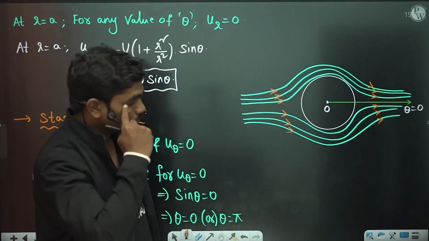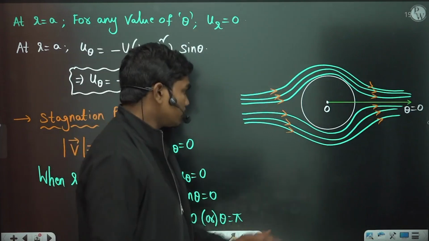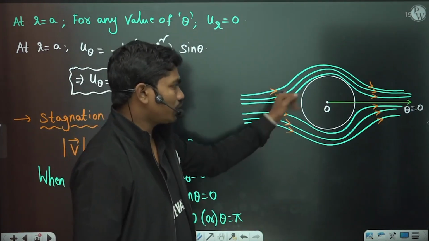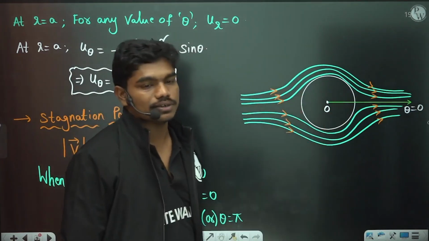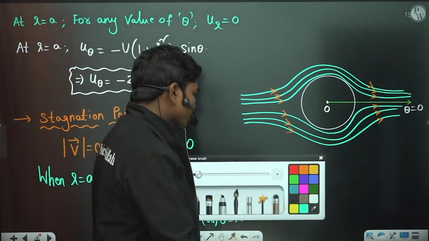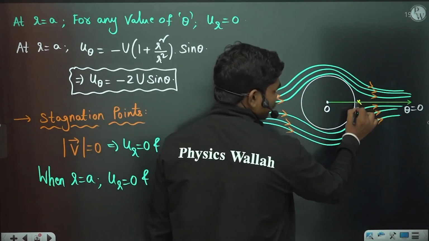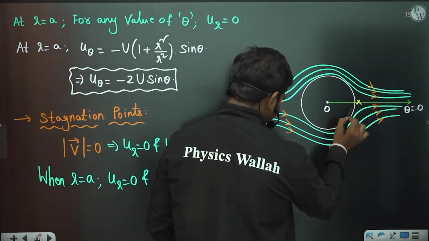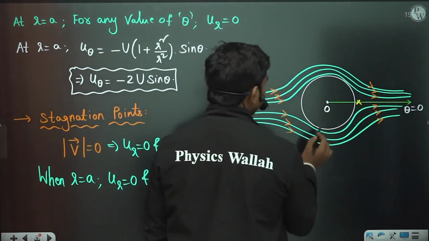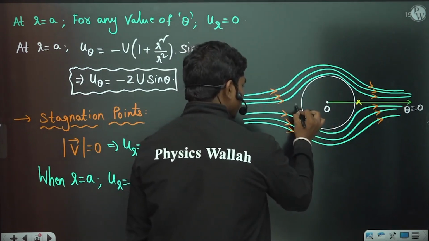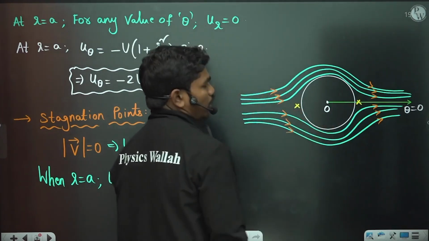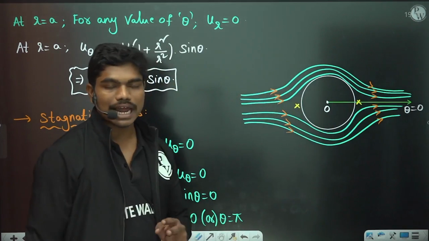Now try to understand one thing. So this is what you have here, theta is equal to 0. The location of r equal to a and theta equal to 0 is here, just in front of this. Slightly before that point the fluid comes to rest. Similarly, r equal to a and theta equal to pi is this point. Therefore you have two stagnation points in this case.